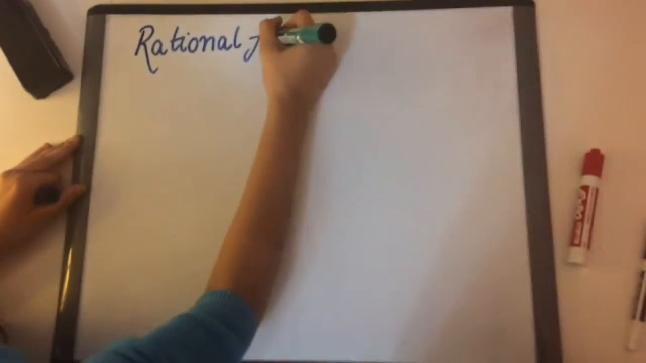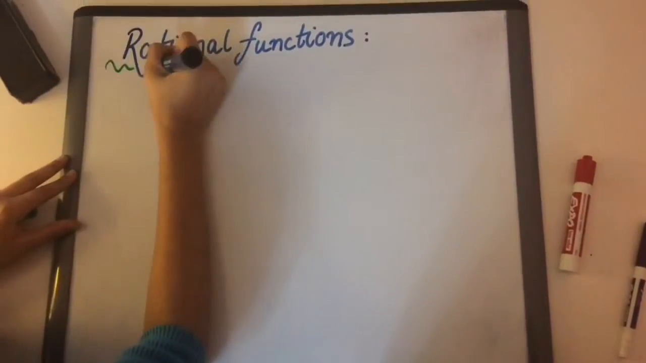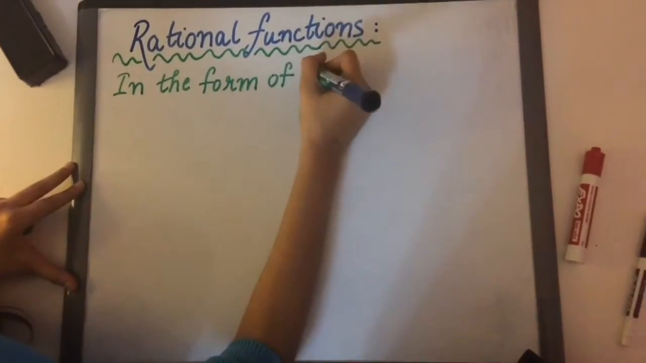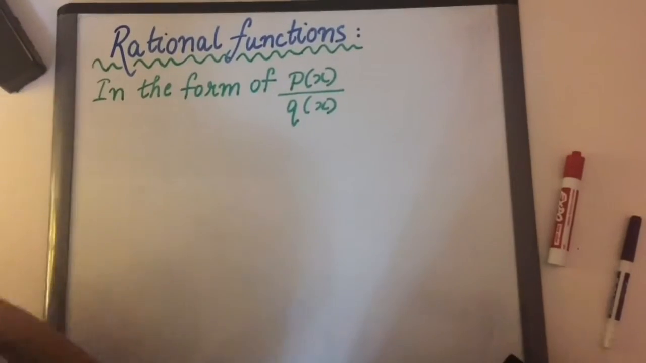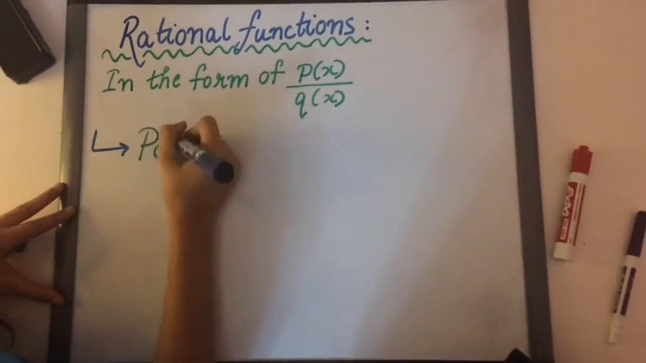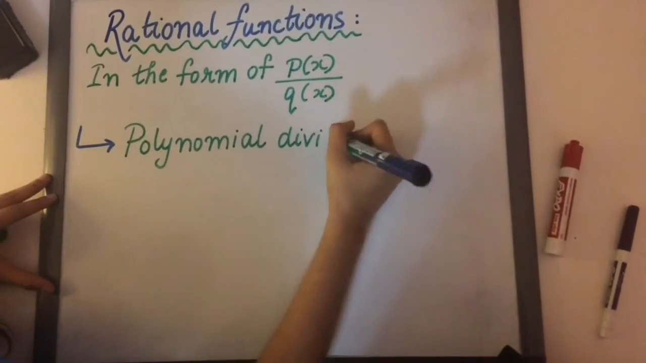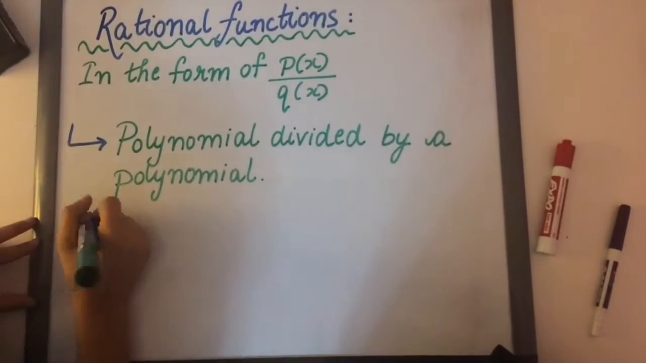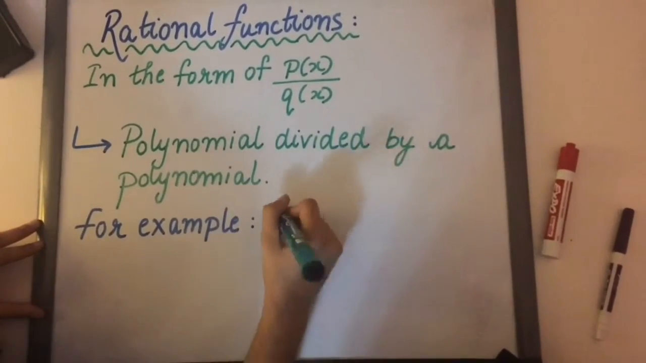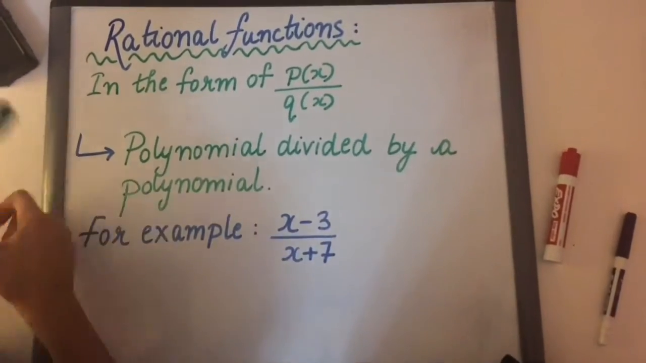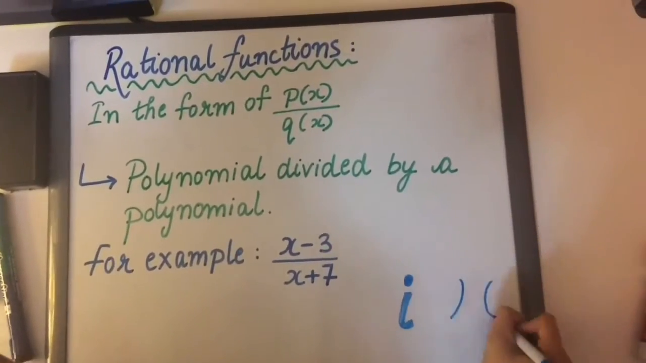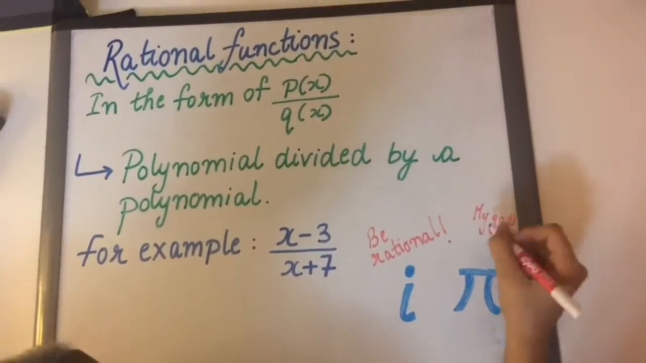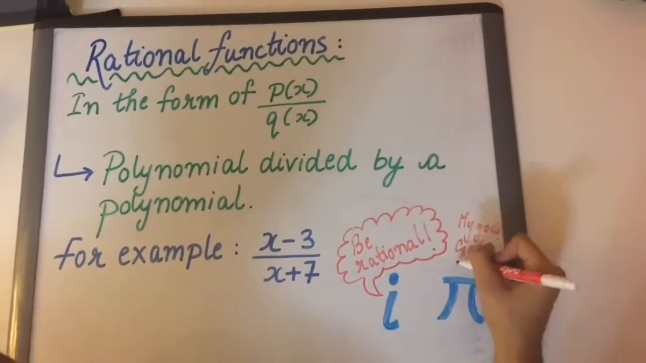You guys may be wondering what a rational function exactly is. I'm sure you have heard about rational numbers. A rational number is a number in the form of p over q, where q is not equal to 0. Similarly, a rational function has the form of p of x divided by q of x, where q and p are both polynomials. So typically, a rational function is defined as a polynomial divided by a polynomial, or simply a ratio of 2 polynomials. So here you can see in this example, x minus 3, which is a polynomial, is divided by x plus 7, which is also a polynomial.